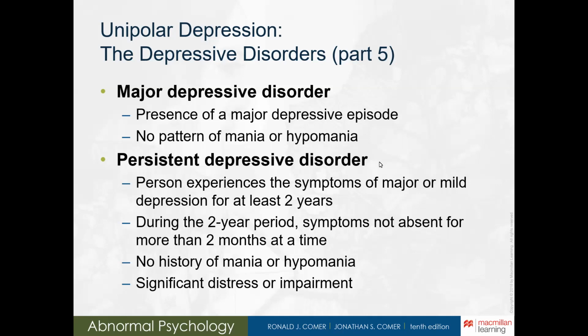Under persistent depressive disorder, the person must experience the symptoms of major or mild depression for at least 2 years. And during that 2-year period, the symptoms can't be absent for more than 2 months at a time. Also, there's no history of mania or hypomania, and it causes significant distress or impairment in the functioning of one's life. We also have dysthymic disorder, and these symptoms are mild but chronic, where depression is longer lasting but less disabling. And again, those consistent symptoms last for at least 2 years. When dysthymic disorder leads to major depressive disorder, the sequence is called double depression.